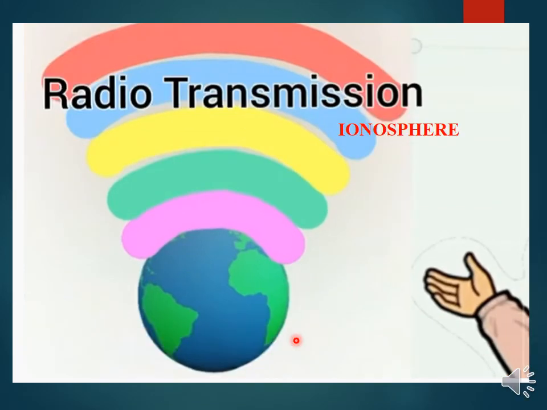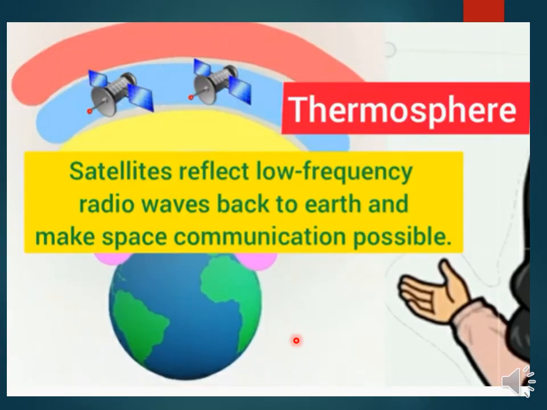Now the thermosphere has a very important part, which is called the ionosphere, which has electrically positive and negative charged ions, which helps in radio transmission. The satellites in the thermosphere reflect low frequency radio waves back to Earth and make space communication possible.